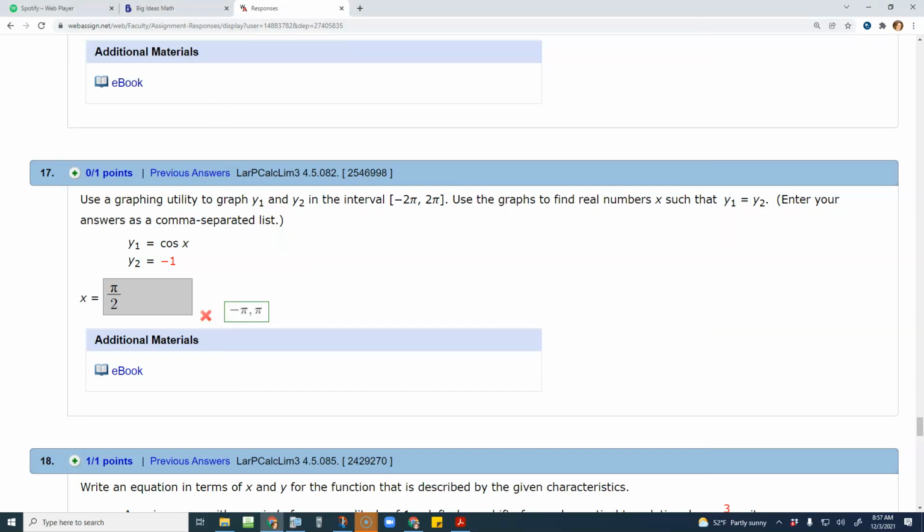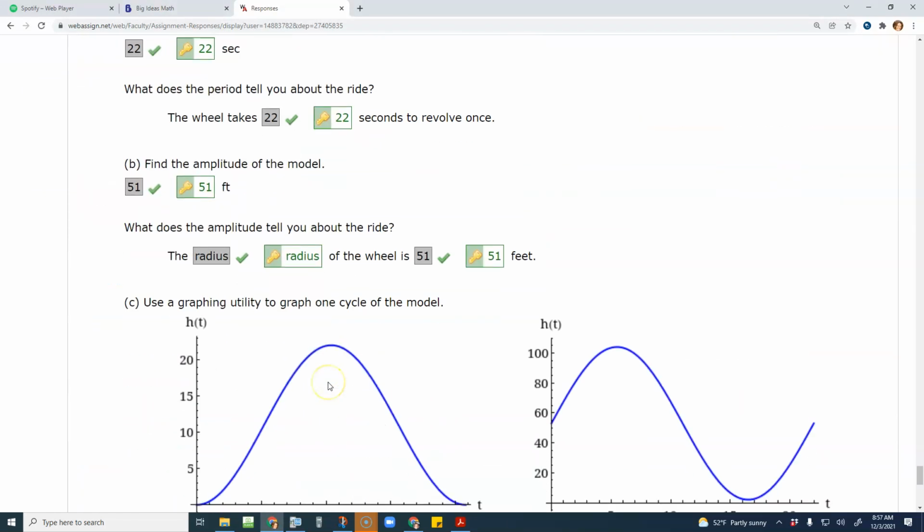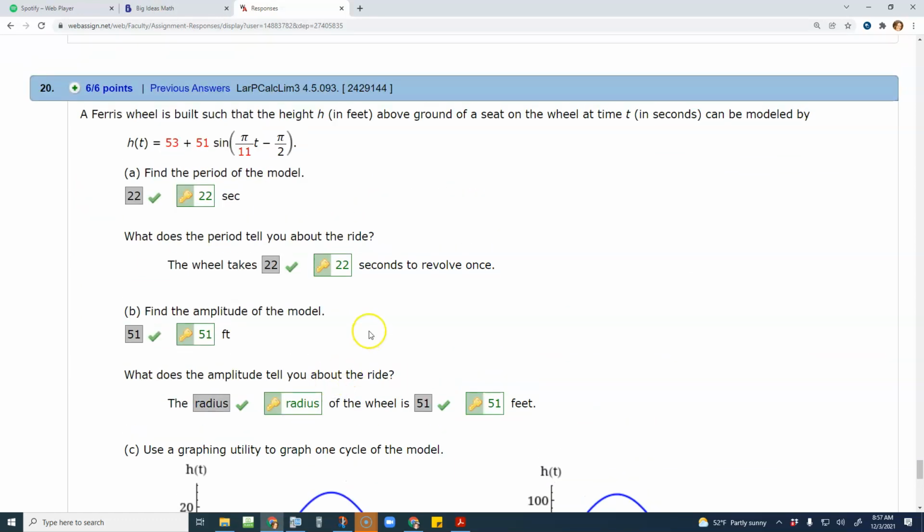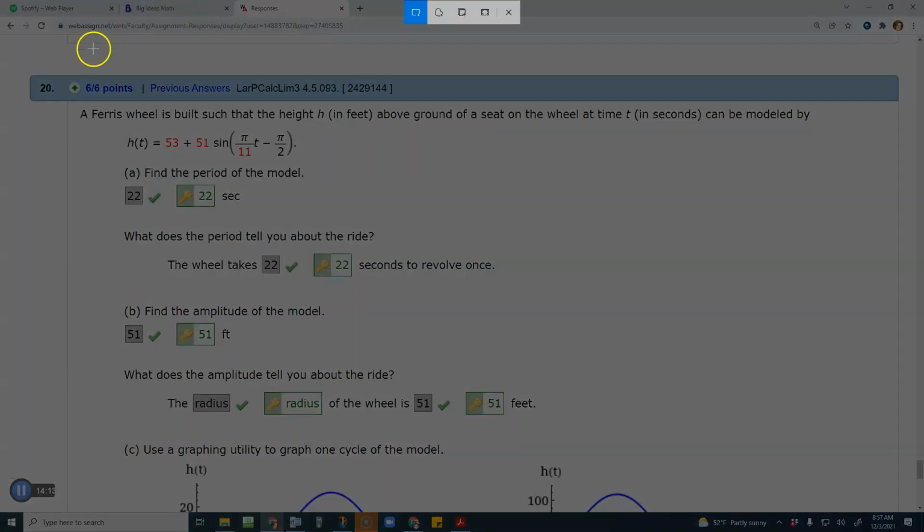We answered that question. Number 20. Am I going to answer all your 4.0? Oh, you guys are going to have me do the Ferris wheel one? This is the most fun.